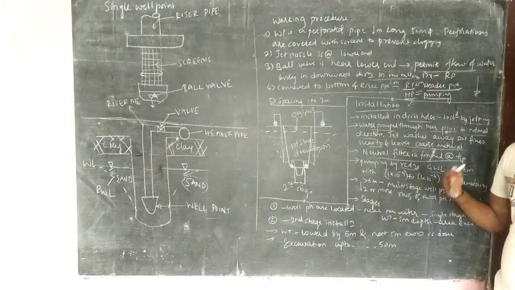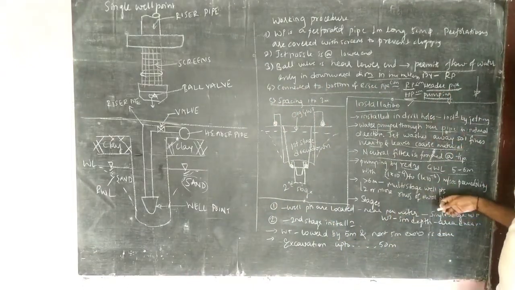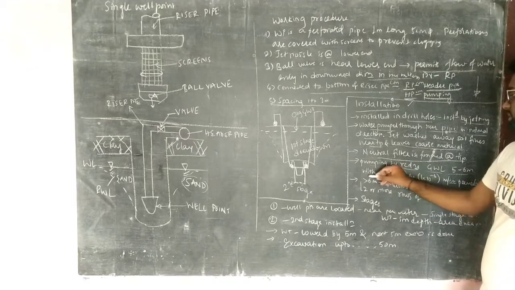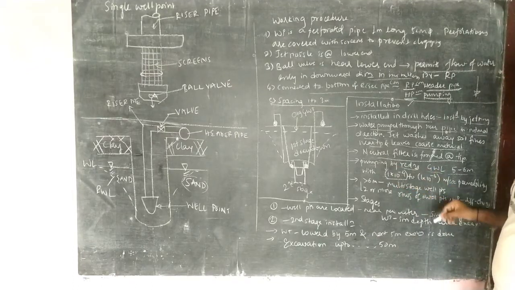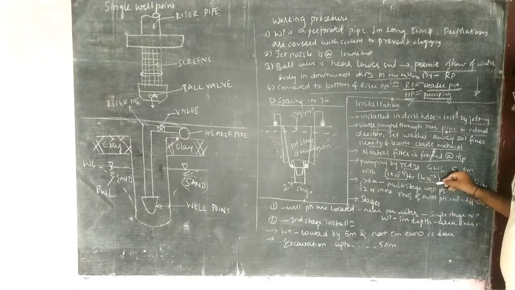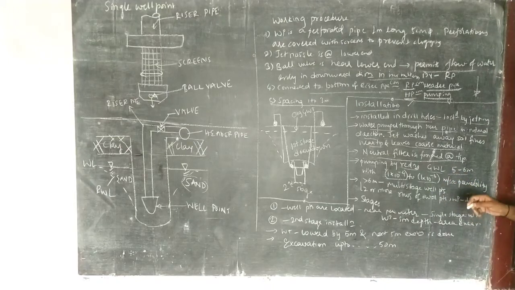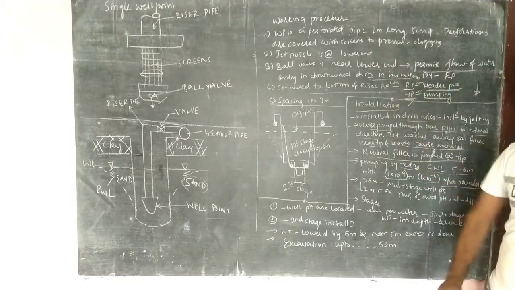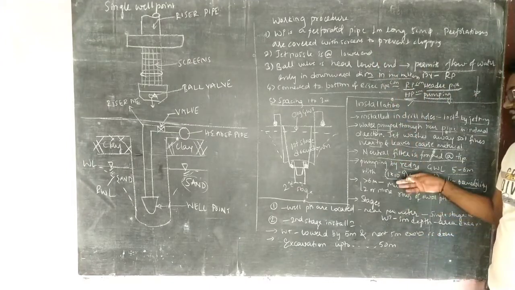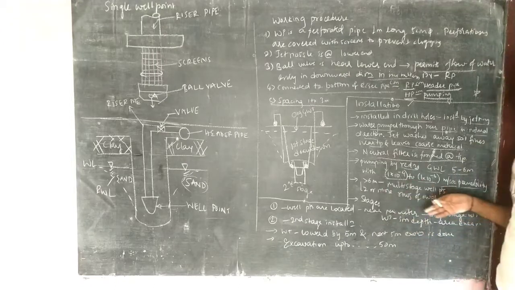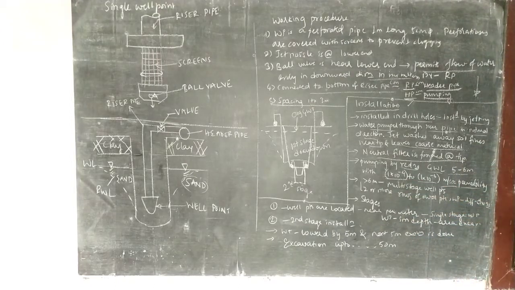Excavation can be done step by step as 5 to 6 meter in the initial stage, and the permeability is 1 into 10 raised to power 4 to 1 into 10 raised to power 6. The permeability is allowed, that means it is allowed to flow through the ground surface. Only up to 5 to 6 meter it is allowed for the single stage well point. If it exceeds more than 6, then we have to install multi-stage or double stage well point.